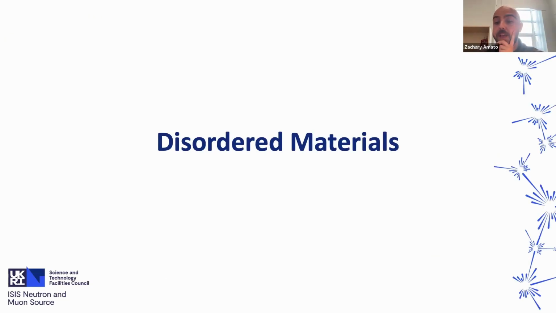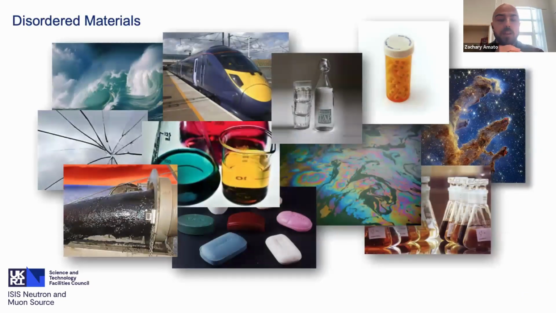Then the group that I'm in at ISIS is called the Disordered Materials Group. We have several instruments where, rather than just looking at crystalline materials or at things in solution, we specialize in looking at the bulk structure of materials that are disordered.